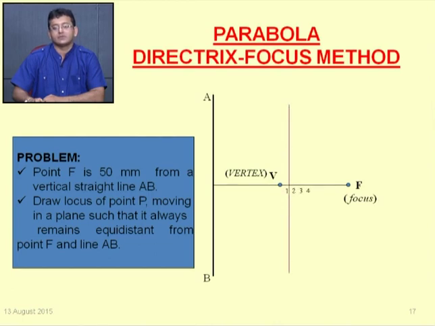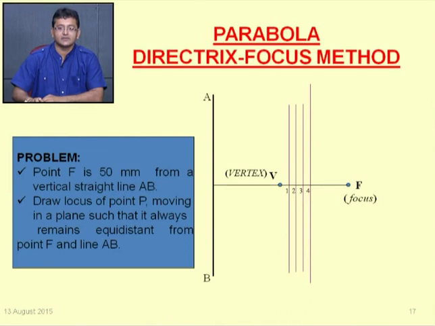Now draw vertical lines on the right side of the vertex at equal distances and give the names 1, 2, 3, 4. So draw vertical lines parallel to the directrix at equal distances to the right side of the vertex. Similarly, draw on the left side of the vertex and give the names 1, 2, 3, 4, 5.